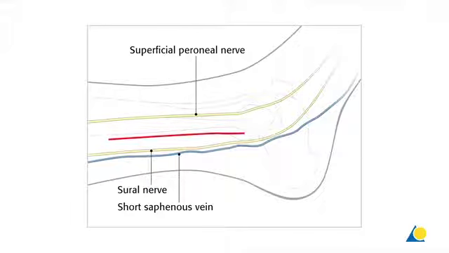Care is taken to avoid injury to the superficial peroneal nerve, which lies very closely anteriorly, especially in the proximal part of the incision. In more anterior incisions, it should be identified and protected. When dissecting posteriorly, care is taken not to damage the short saphenous vein and the sural nerve.